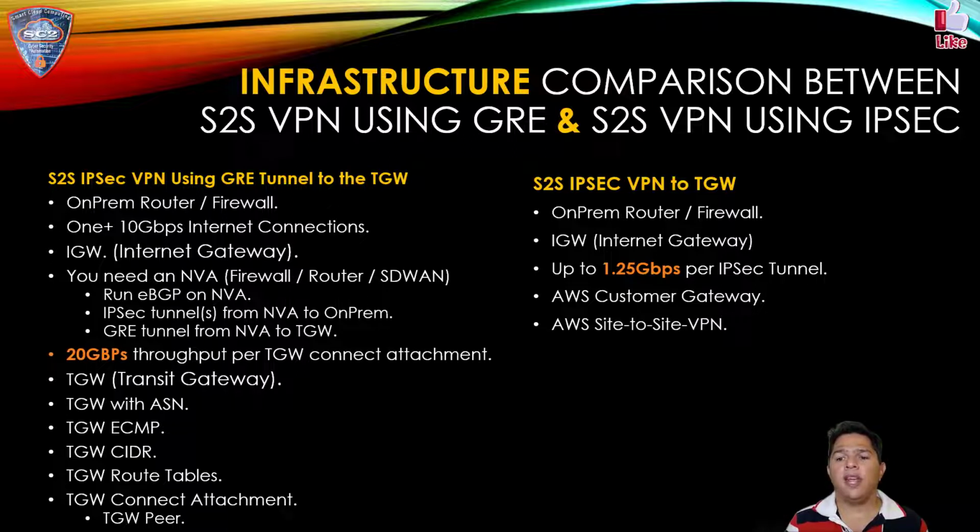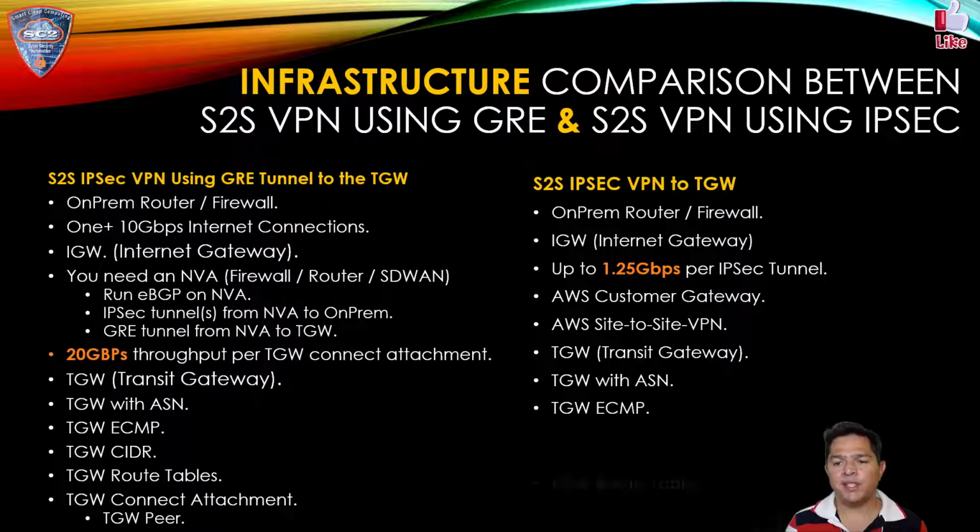You will need an AWS site-to-site VPN profile. You will need a transit gateway as well. You will need a BGP ASN. You will need to enable ECMP on the transit gateway. You will need transit gateway route tables. You will need to attach the VPN connection.